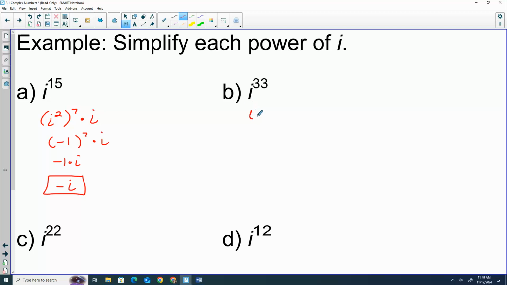negative i. Alright, if I said i to the 33rd power, how many groups of 2 can we make? How many left over? Okay, i squared is negative 1 to the 16th. If you have an even number of negatives, what does it become? Positive. So this is 1 times i, which is i.